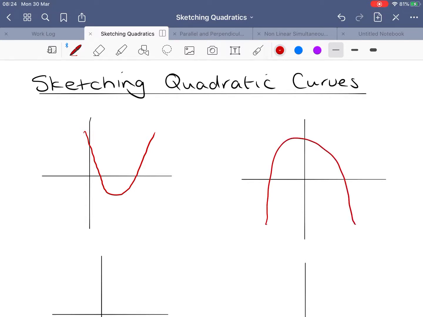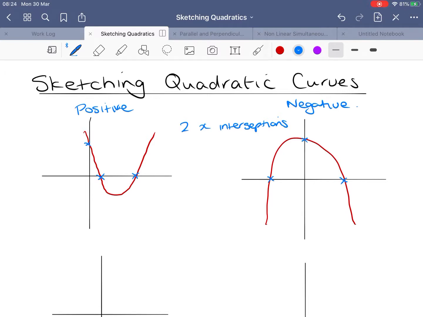Now these are very similar because they both have 2 points where they cross the x-axis. So they have 2 x intercepts. Okay, but this is what we call a positive quadratic, and this is what we call a negative quadratic. Okay, so positives we tend to say look like U shapes, and negatives look a little bit more like an N shape, but they both have 2 points where they cross the x-axis, and obviously a point where they cross the y-axis.